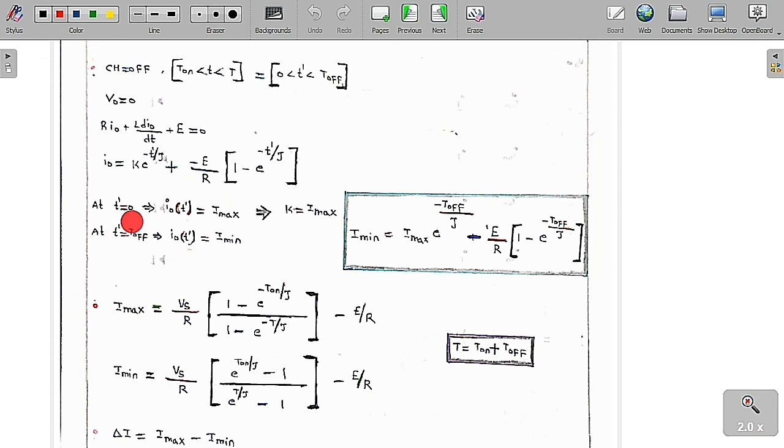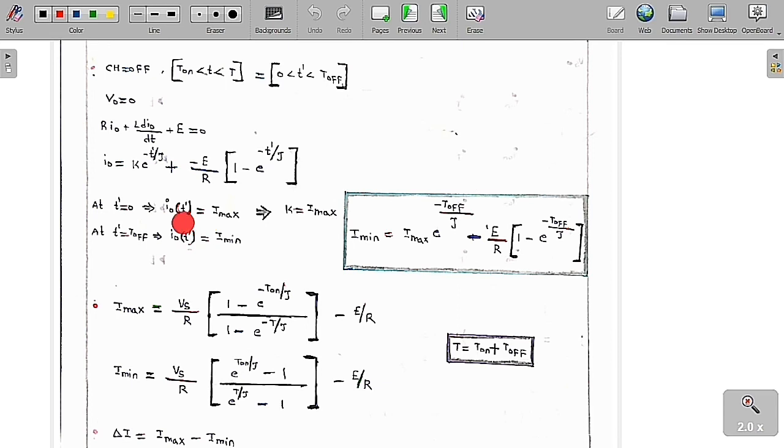But at T dash is equal to 0, we can say that I naught of T dash is equal to I max. Because at T dash is equal to 0, here we are going to get the condition of I max.